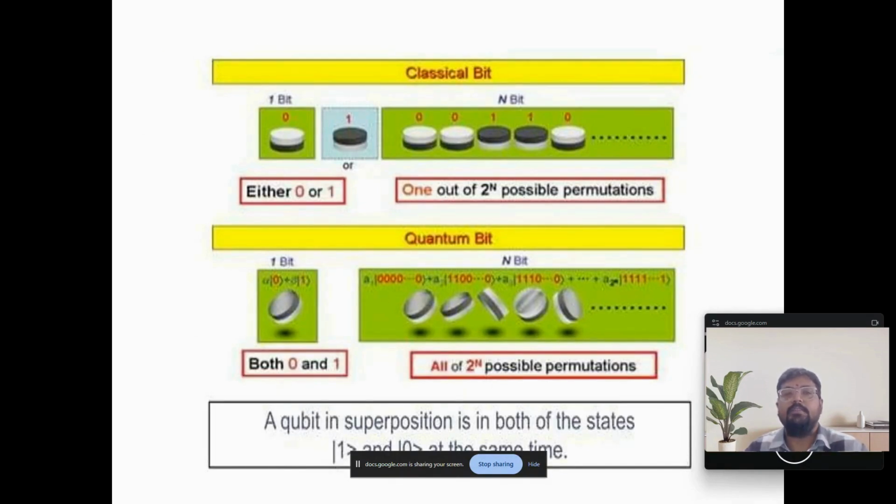So in the classical bits, if you observe here, the black one and the white one: black represents 1 and white represents 0. So either it may be 0 or 1, giving 1 out of 2 power n combinations. But a qubit can be either 0 or 1, or both 0 and 1, such that the number of possible combinations will be 2 power n. Therefore, a qubit has more speed when compared to normal bits.